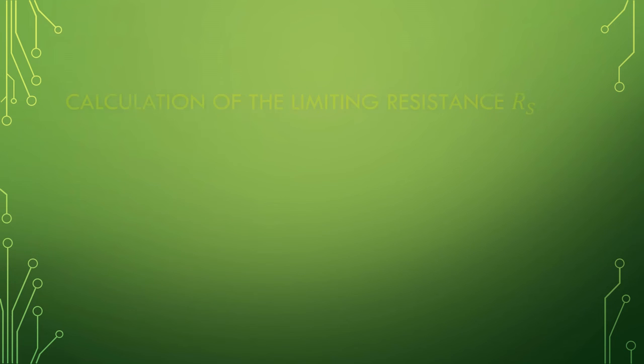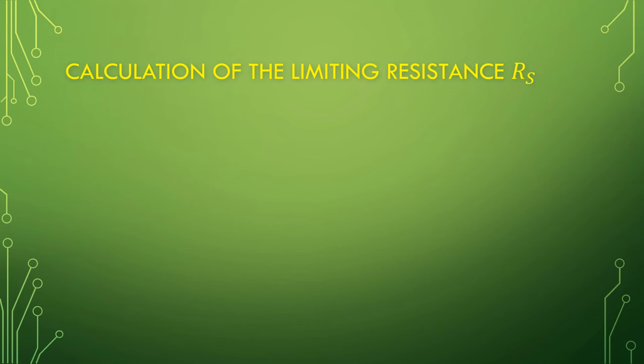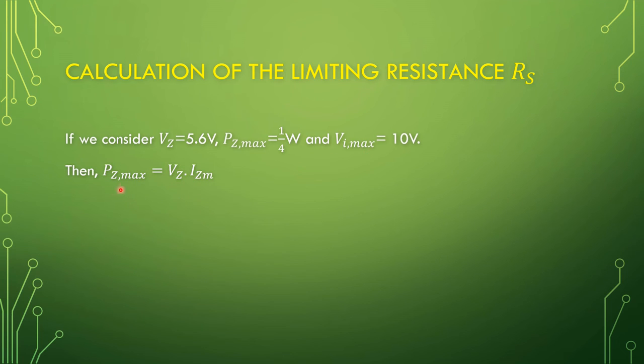Here we discuss how we can calculate the limiting resistance value, that is the RS value. First of all, we consider one example: the Zener voltage is 5.6 volt, the maximum power across the Zener diode is 1/4 watt, and the maximum input voltage, Vi max, is 10 volt. Power equals V into I, so IZM equals power divided by voltage. If we put the values, 1/4 watt and Vz of 5.6, we get IZM as 44 milliampere.